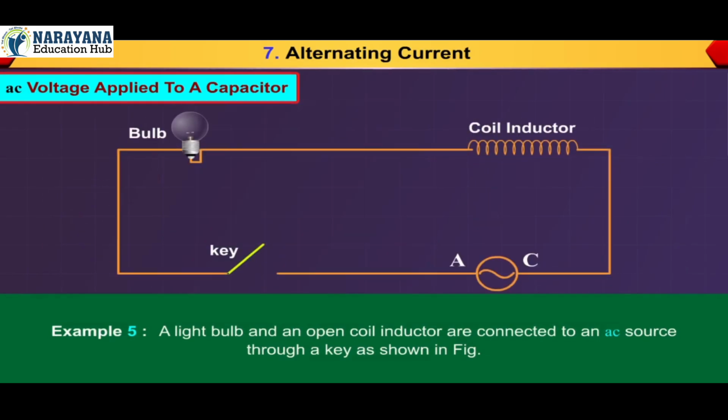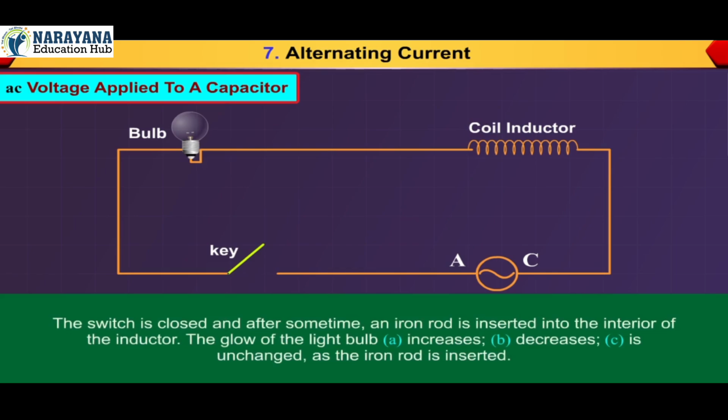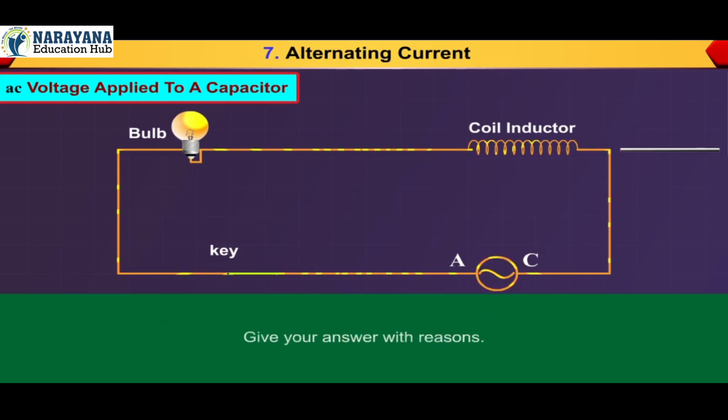Example 5. A light bulb and an open coil inductor are connected to an AC source through a key as shown in figure. The switch is closed and after some time an iron rod is inserted into the interior of the inductor. The glow of the light bulb A increases, B decreases, C is unchanged as the iron rod is inserted. Give your answer with reasons.